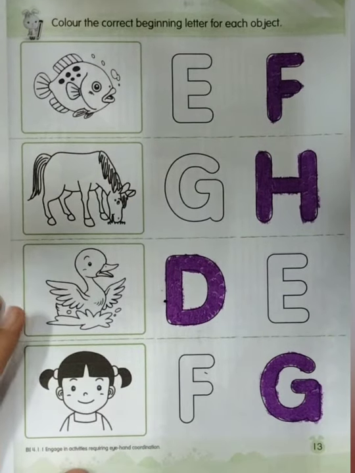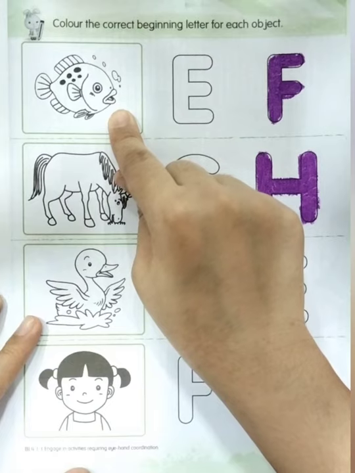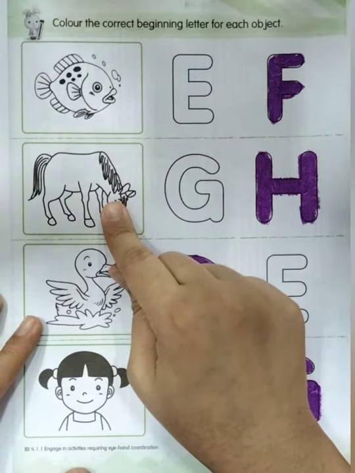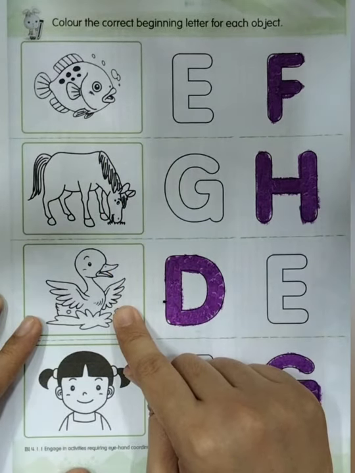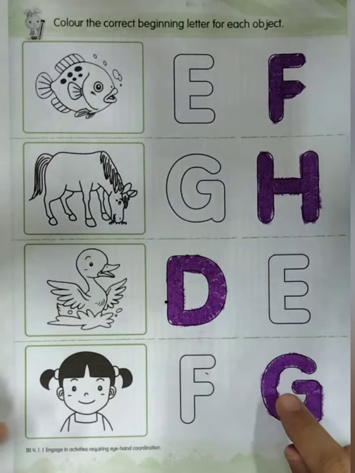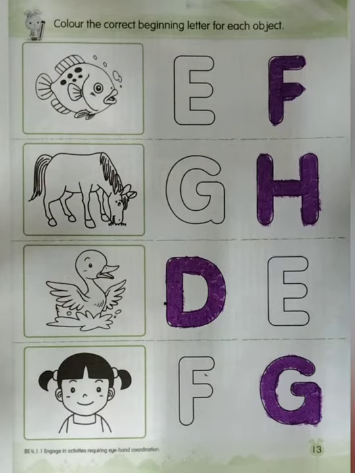Okay, now let's read one more time. F for fish. H for horse. D for duck. G for girl. Okay, very good, boys and girls.